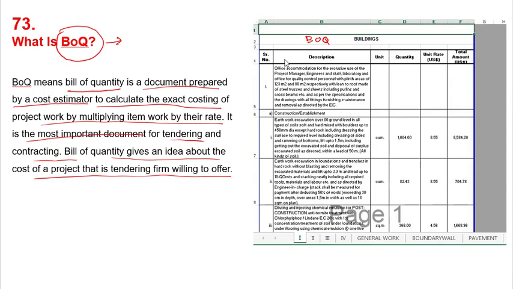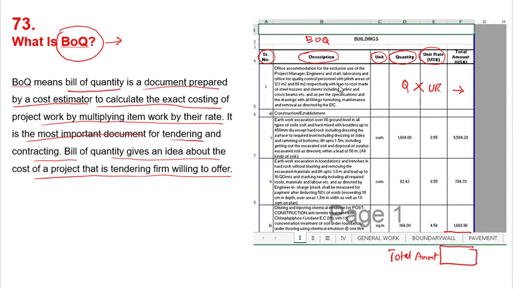So this is the basic definition, and from this image you can understand this is an example format of BOQ. In BOQ, we usually have in the first column the serial number, and then the description of the item, and then we mention the unit of that item, and then the total quantity of that item and the unit rate, and then we multiply this quantity with unit rate and we get the total amount. So the total amounts of all the items will be added up at the end, and you will get the total amount of that project.